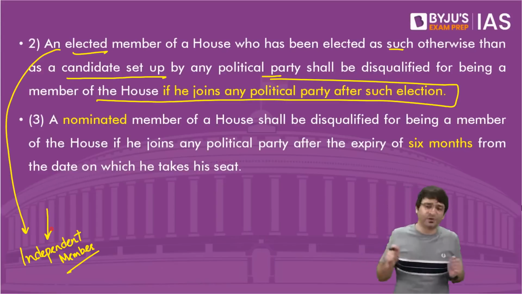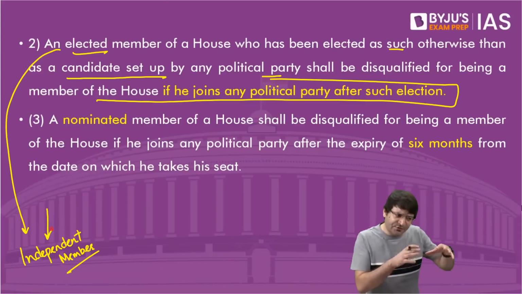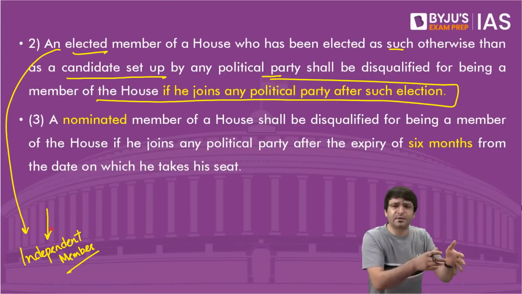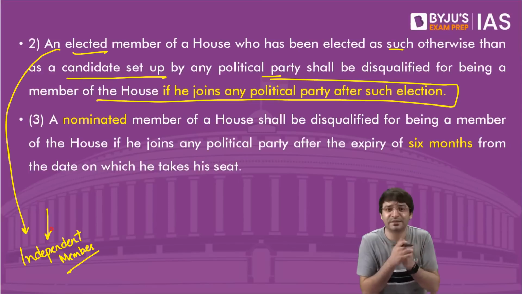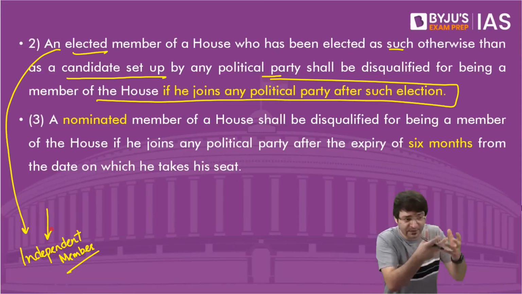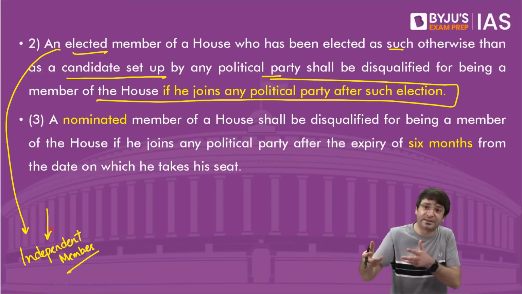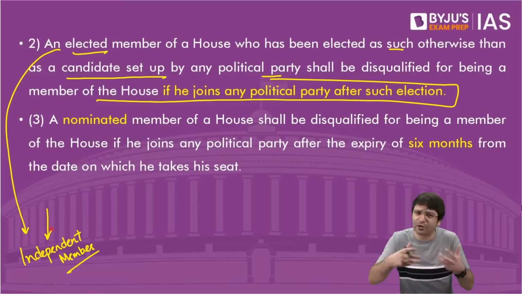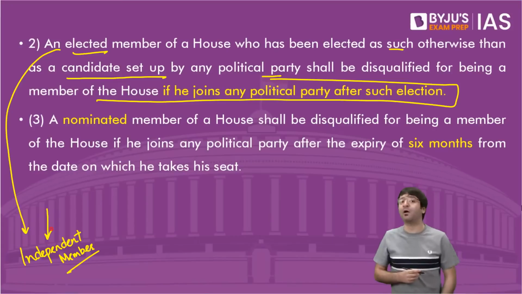But sir, I have a question. What is the question? Sir, we have seen in our state that independent members also become ministers. I have seen at the central level that independent members are also ministers. How is that possible? Why are they not disqualified under anti-defection law?